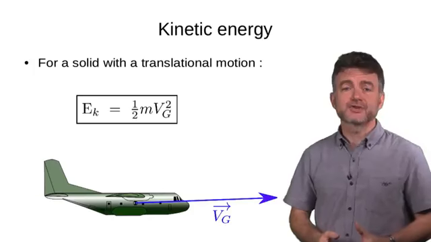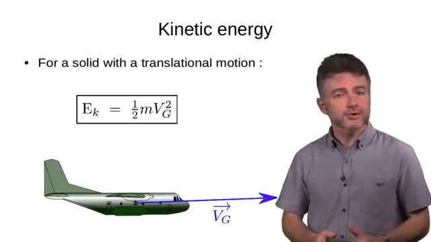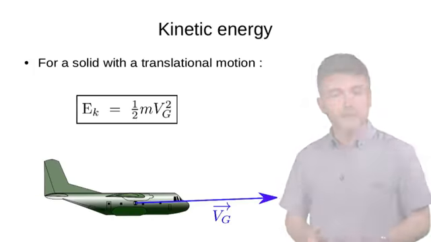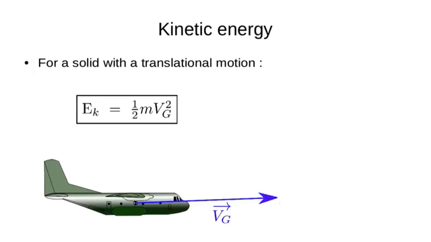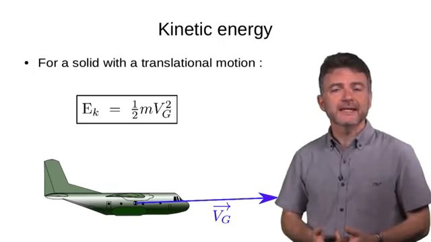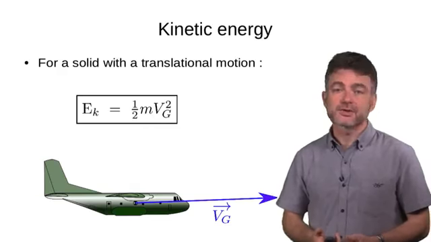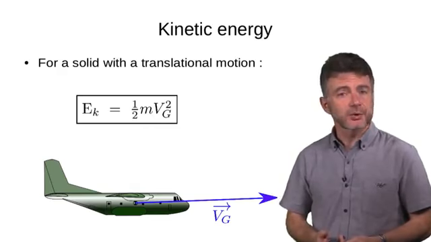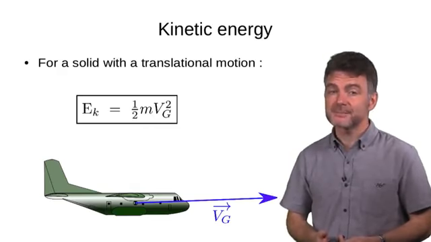The kinetic energy of a solid body in a translational motion, i.e. with no rotation, is 1/2 of its mass, m, multiplied by the square of its speed, vg. G here designates the center of mass or the center of gravity. Here, mass is expressed in kilograms, speed in meters per second, and energy in joules.